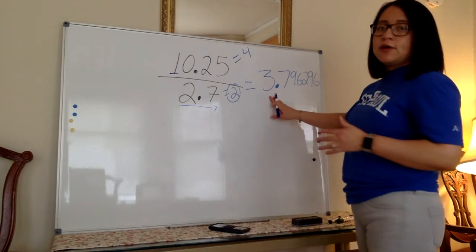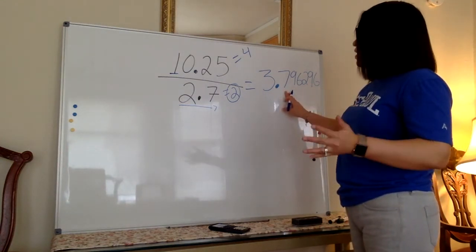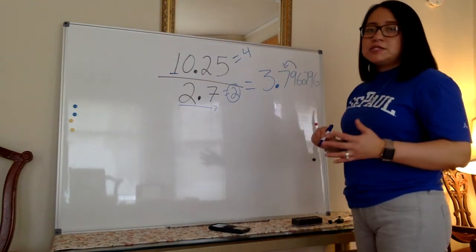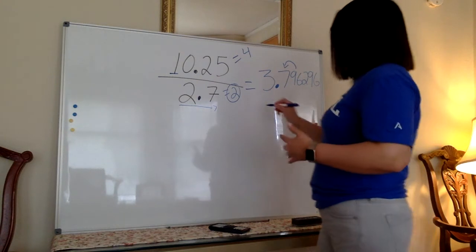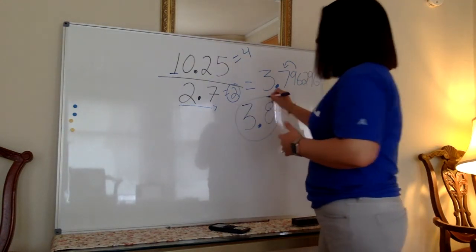We should have only 2 significant digits. So if we look at our answer, it's 3.7. 3.7 should be our final answer. However, the number after 7 is a 9. What does that mean? That means that the 7 rounds up to an 8. So my final answer is 3.8.